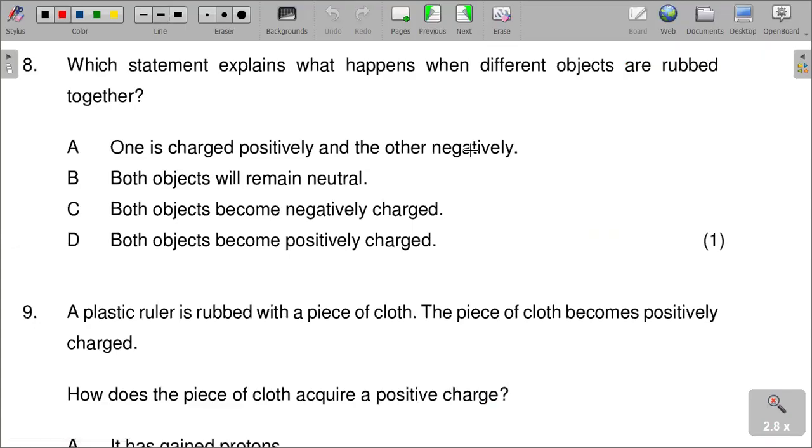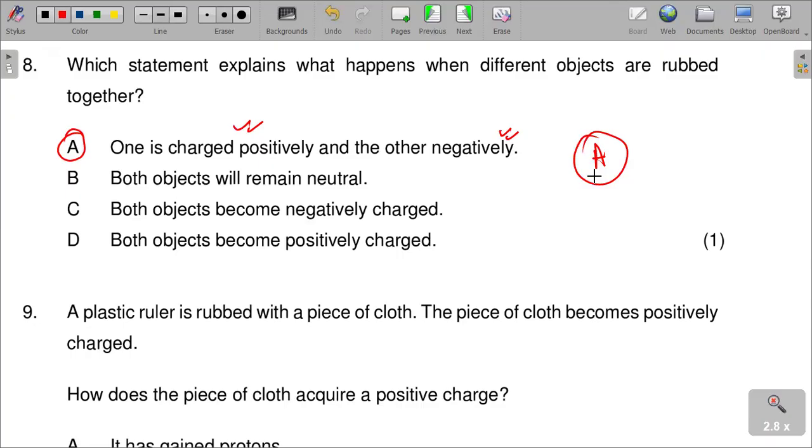Which statement explains what happens when different objects are rubbed together? When we rub two objects together, what happens? One is charged positively and the other negatively. When two objects are rubbed together, one object is charged positively and the other negatively, so we can agree that A can be the right answer at number 8.